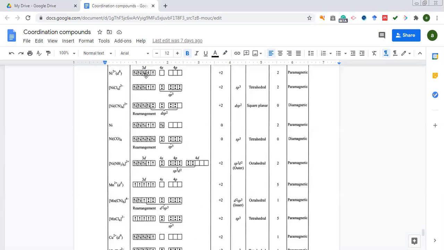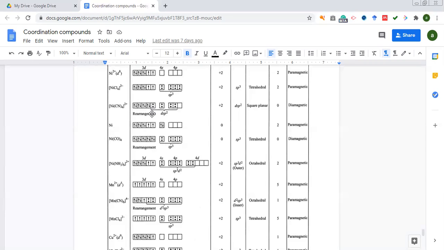Obviously it is inner. Inner, why? Because it is 3d. And what is the principal quantum number of the outermost shell? 4. And the principal quantum number of inner is 3. So 3 means it is inner, inside of the outermost shell. So that's why this hybridization is known as inner hybridization.